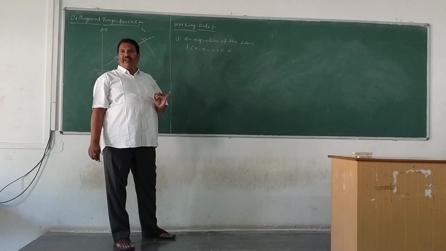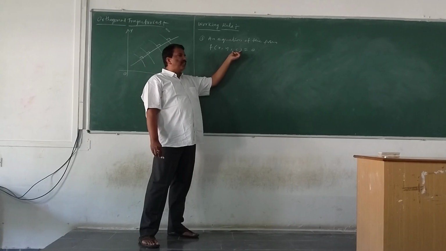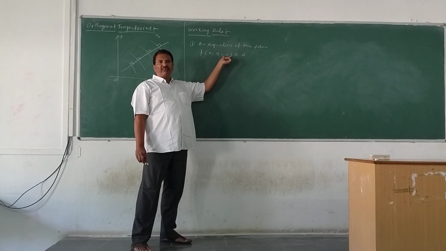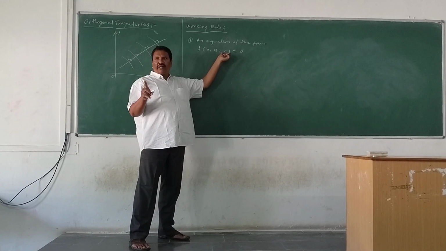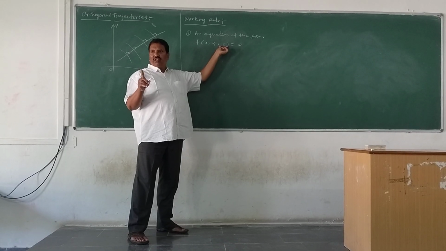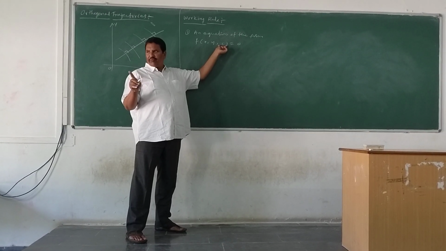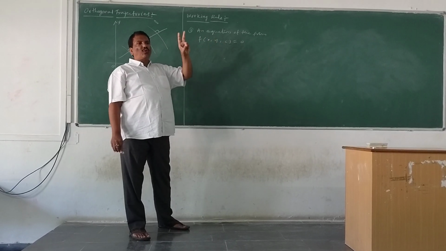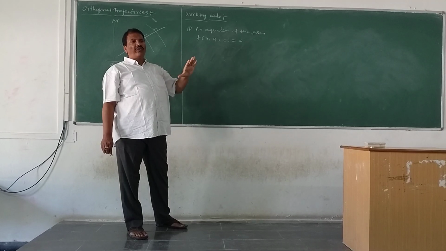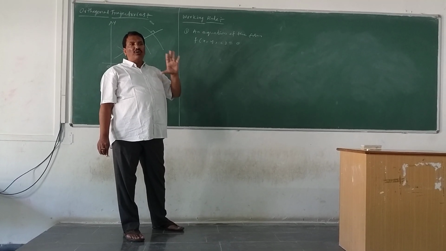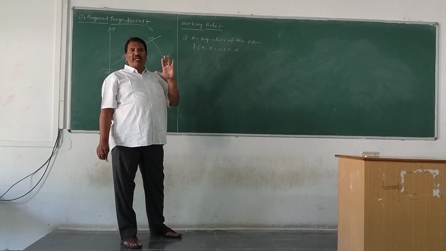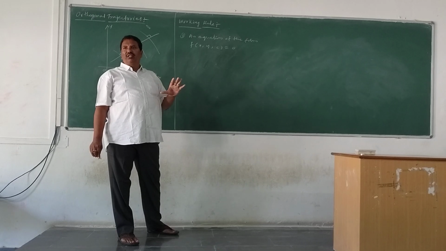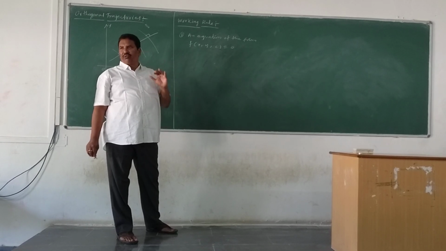Suppose in the given equation, one constant is there. We have to differentiate the given equation with respect to x one time, to eliminate the one constant. Suppose two constants are there, we have to differentiate the given equation two times. Suppose three constants are there, we have to differentiate the given equation three times.